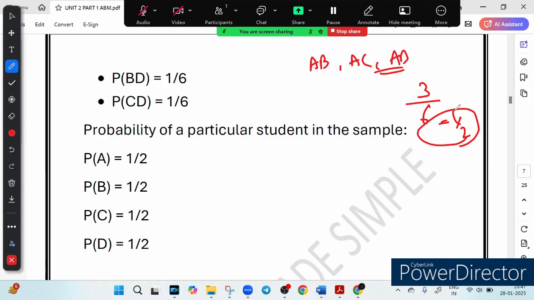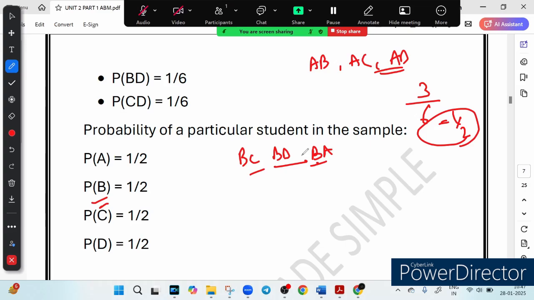The same goes for B, C and D also. You can see the pairs where B is selected are BC, BD and BA or AB, right? So there are 3 cases where B is selected. So the probability of B being selected is also 1 upon 2. Similarly, for C and D it is 1 upon 2.